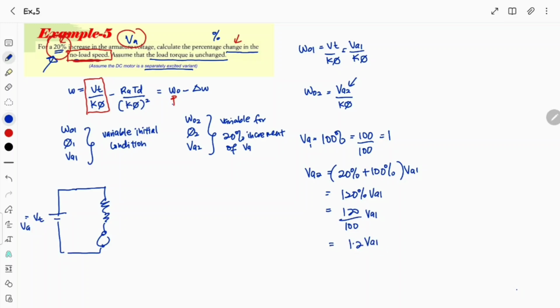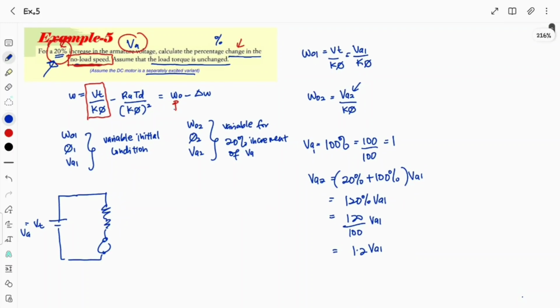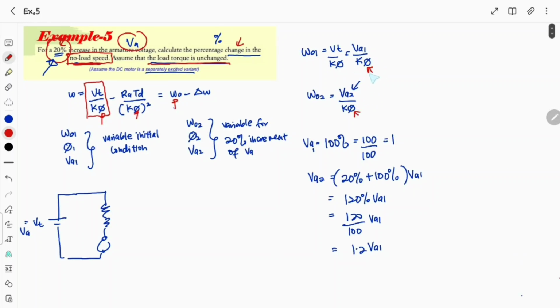Next, since the question says that the load torque is unchanged, we can assume that the field is kept constant. So for both the initial state and the changed state, even though you change VA, the flux is still constant. When it is constant, it holds one value. So you can cancel these flux terms.